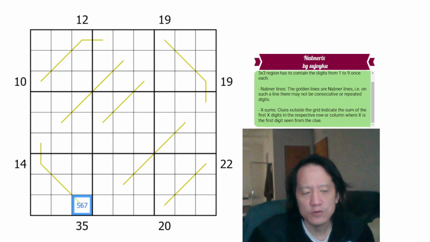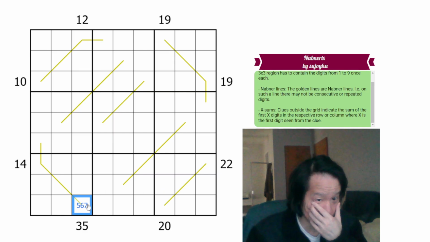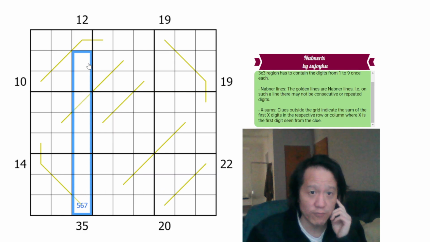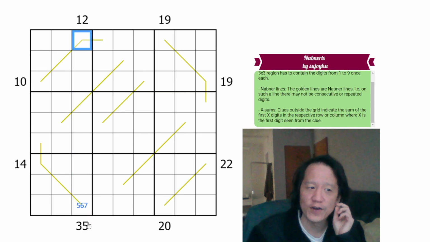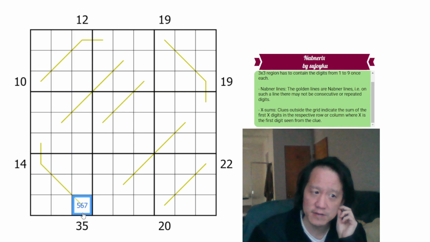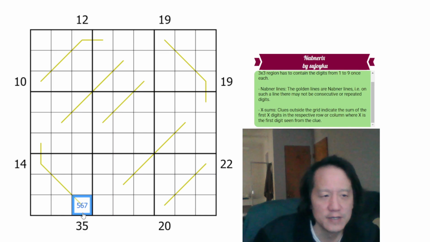You cannot have 8 because if it's 8, that means you have one digit that adds up to 45 minus 35, which is 10. And no one digit can add up to 10. So this is 5, 6, 7.